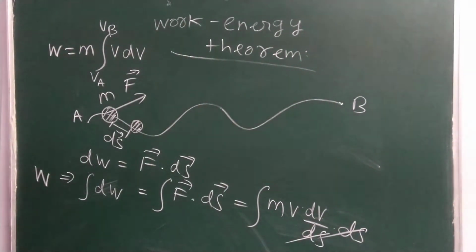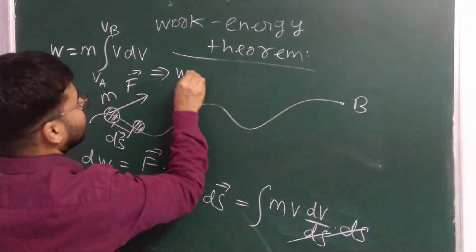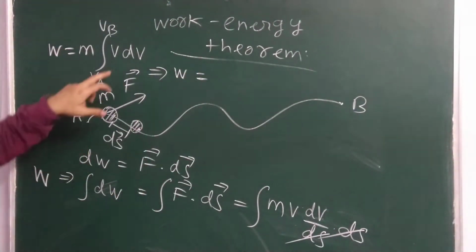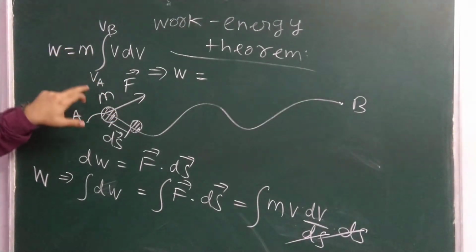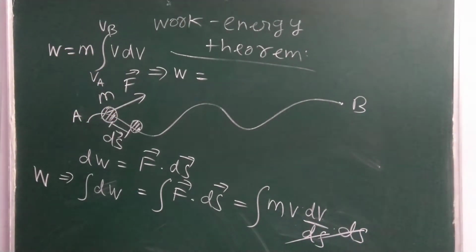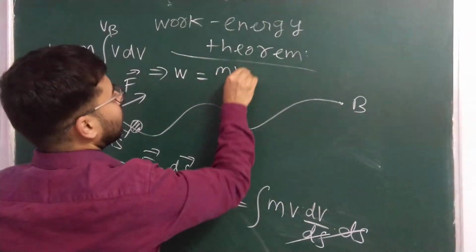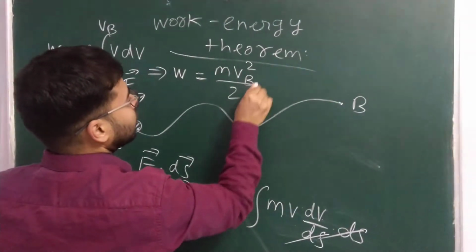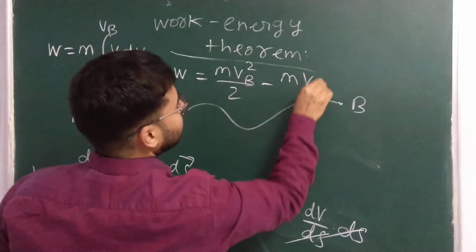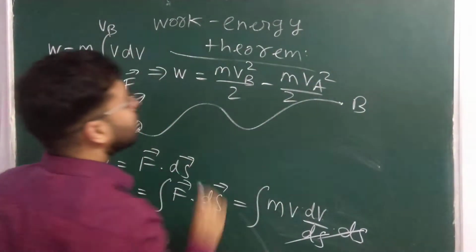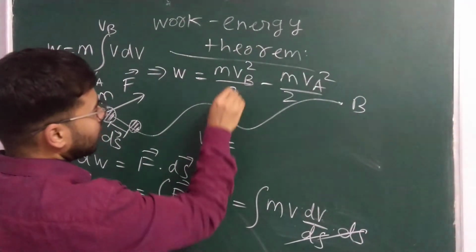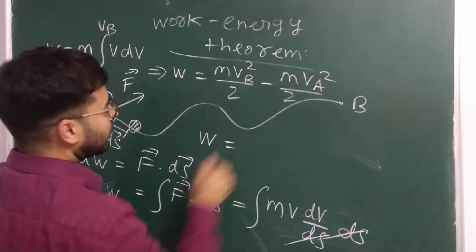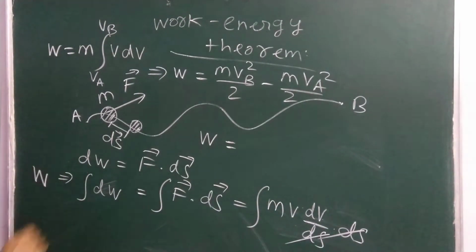And from here you see that work done can be written as, what is the integral of v dv? v square upon 2. So this will be m vB square by 2 minus m vA square by 2. Right? Which means the work done W, this is what? Kinetic energy at point B. This is what? Kinetic energy at point A.